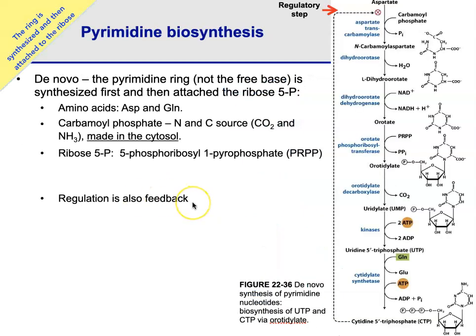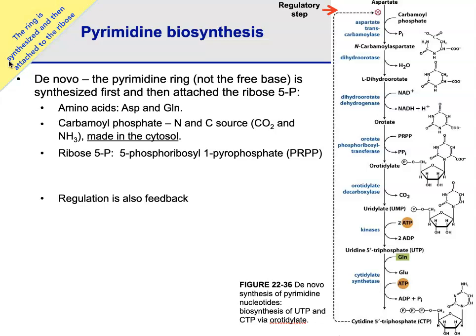Now let's look at the pyrimidine biosynthesis. As I've mentioned here, the difference of the pyrimidine biosynthesis from purine biosynthesis is that the ring structure of the pyrimidine bases is synthesized first, and then it's attached to the ribose. So again, this is something that is distinguishing between the two pathways.